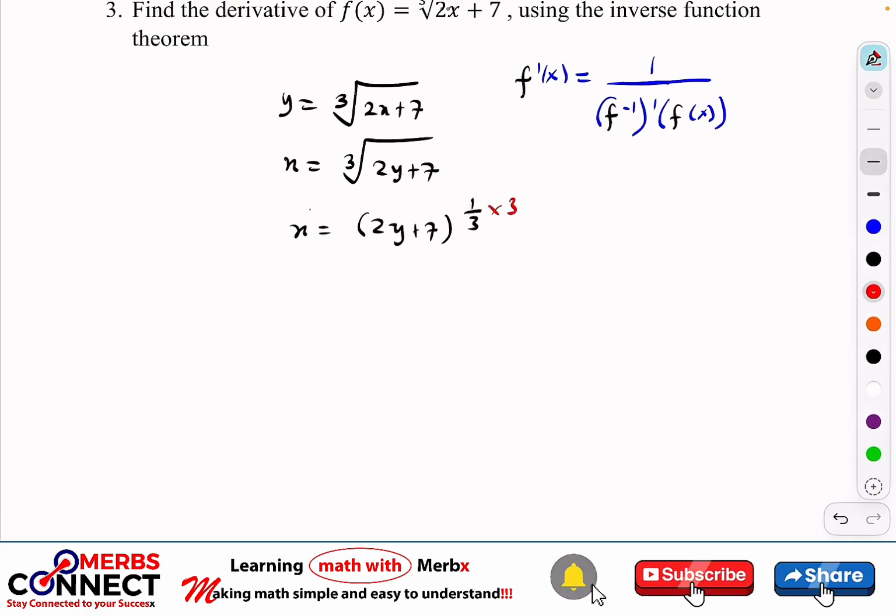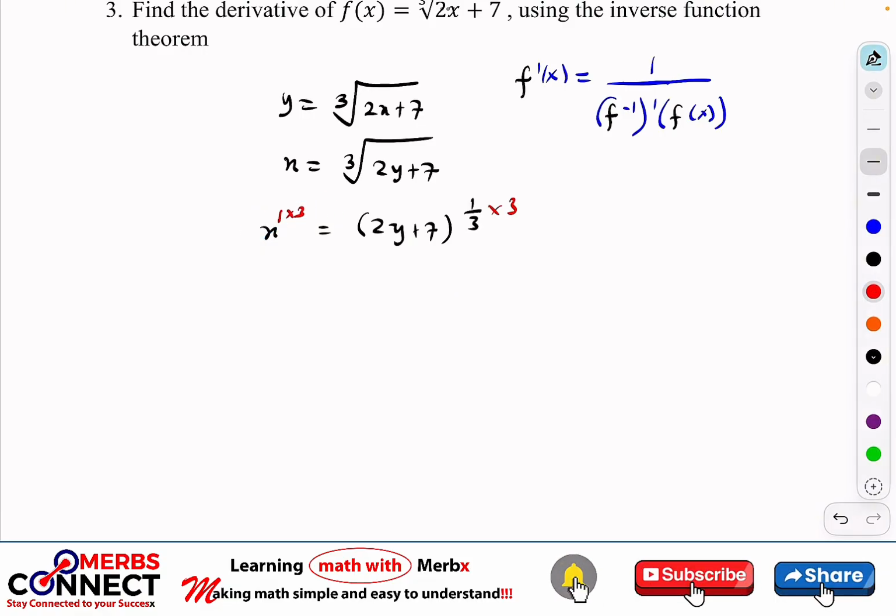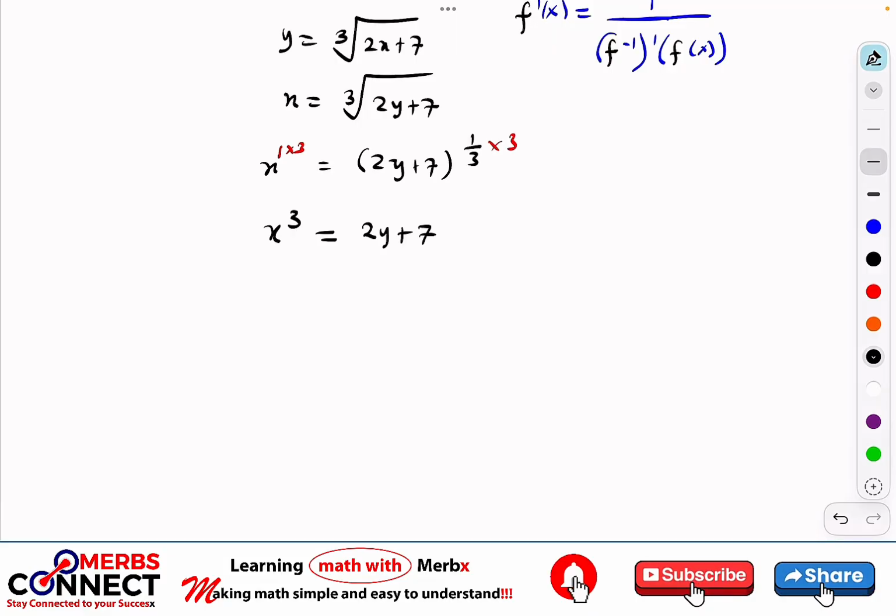And I need to do the same for the left by multiplying this one by 3, because this is to the power 1. So I need to multiply this one by 3, right? So that I can get this one done. So multiply this one by 3, multiply this one by 3. So this is going to give us x to the power 3, 2y plus 7. Then now I can make y the subject.